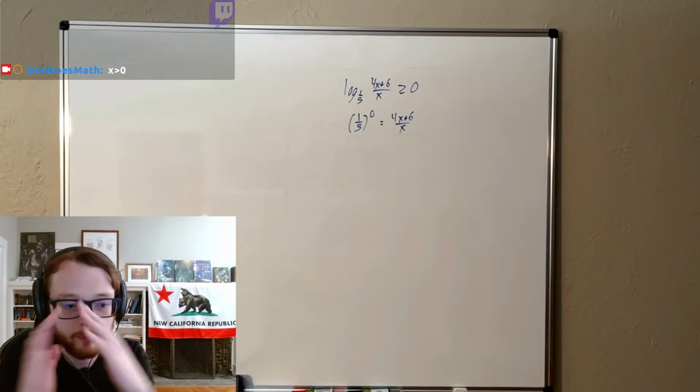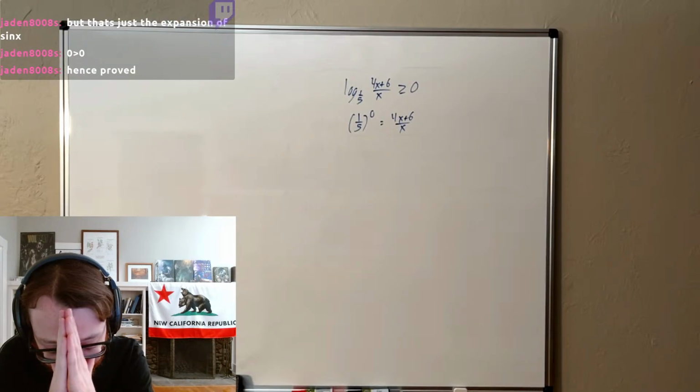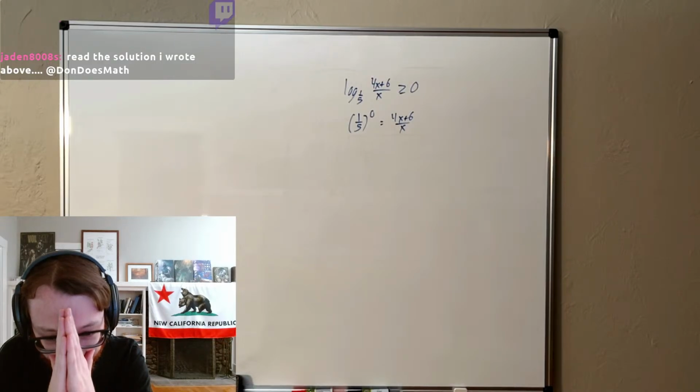What does it mean for log base 1/5 to be greater than or equal to 0? It's positive. We're interested where it's positive, which can only happen... that doesn't make sense to me, Jaden. I'm gonna be honest.